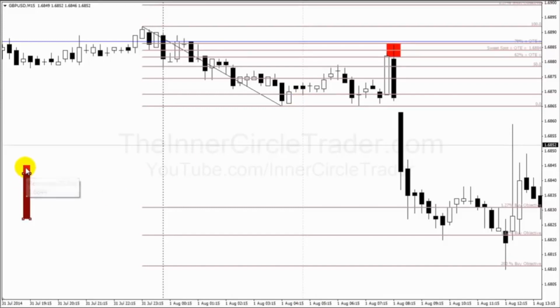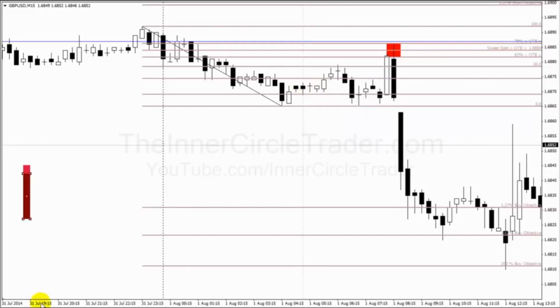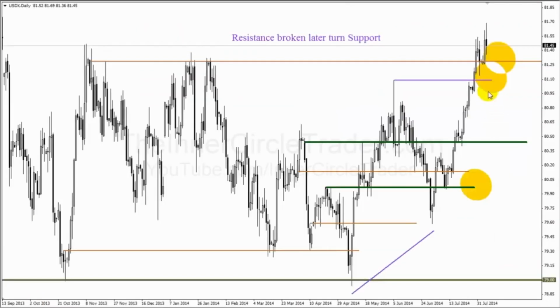The opening up in here into the price above the opening price at midnight, that's the classical London Open ICT sell scenario. We are expecting a bounce based on this level up here. We broke through, resistance broken, later turned support.